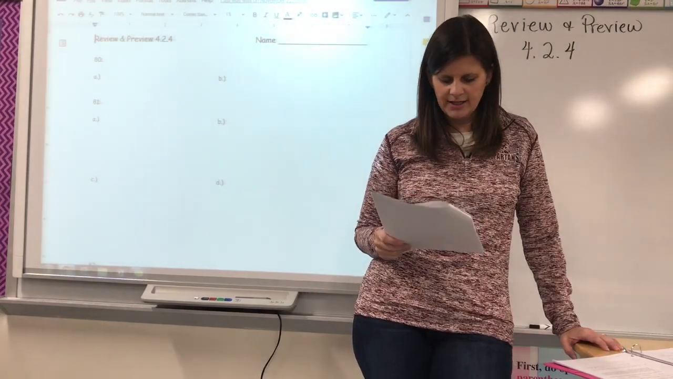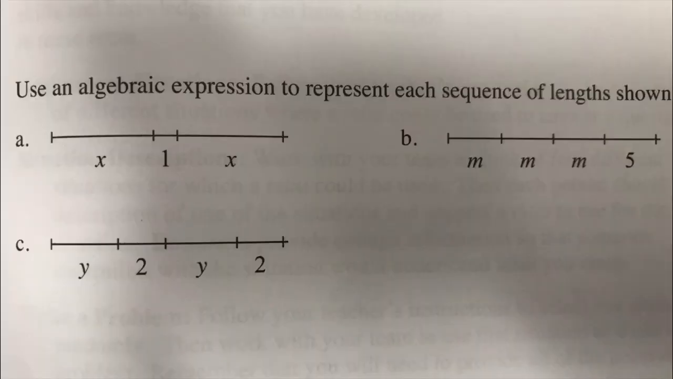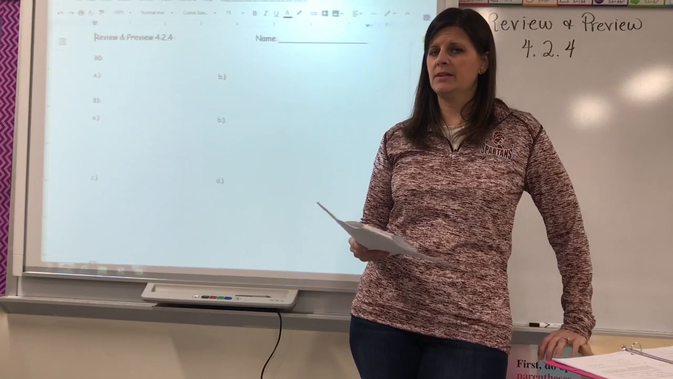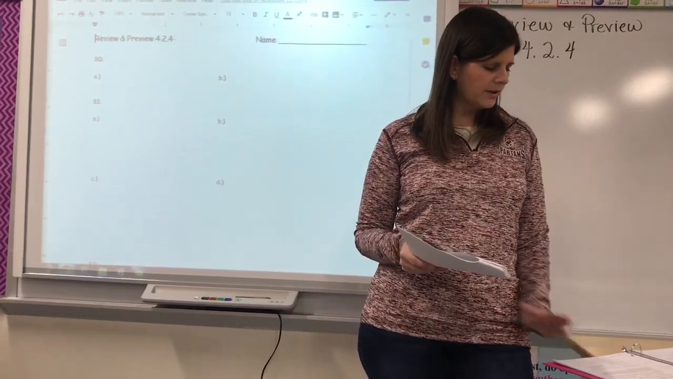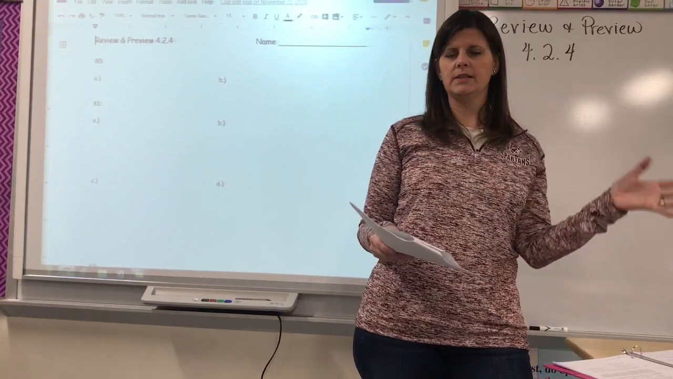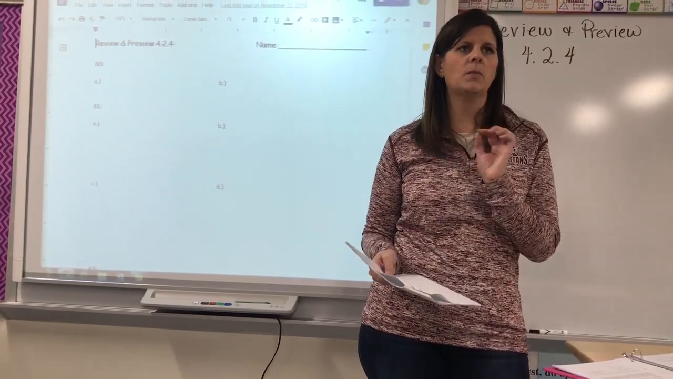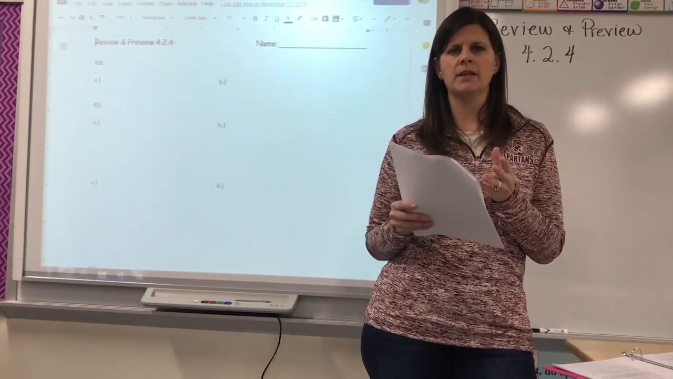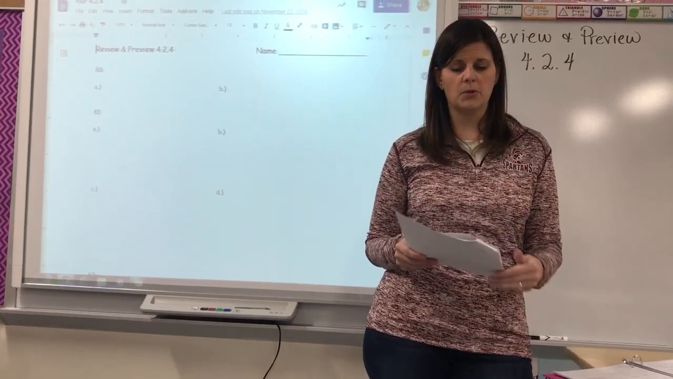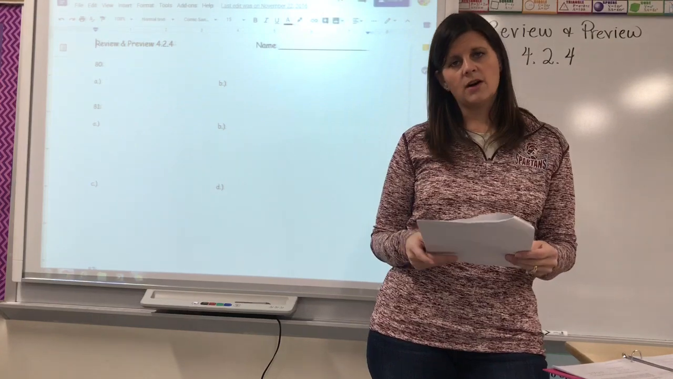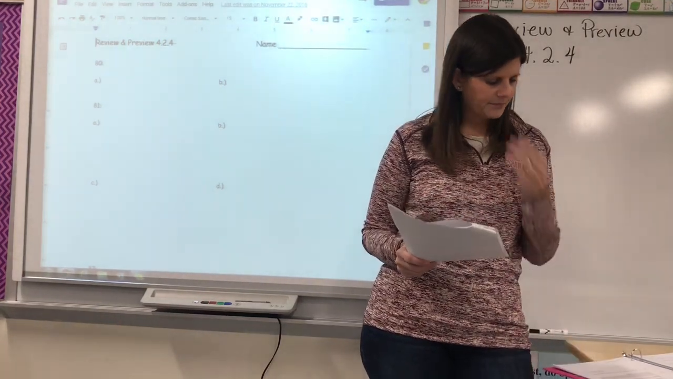On question 82, it says use an algebraic expression to represent each sequence of lengths shown below. I don't anticipate that this will be a difficult thing for you, but just keep this in mind. You are perfectly welcome to say this plus this plus this. If you are more comfortable with being able to combine things and make it a more condensed version, as long as you combine things appropriately, those are okay as well.